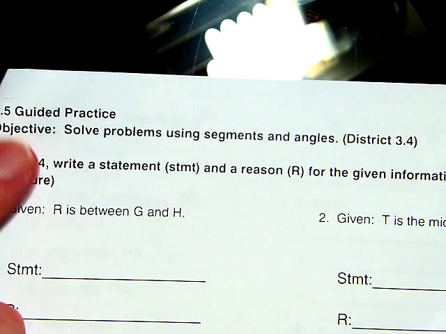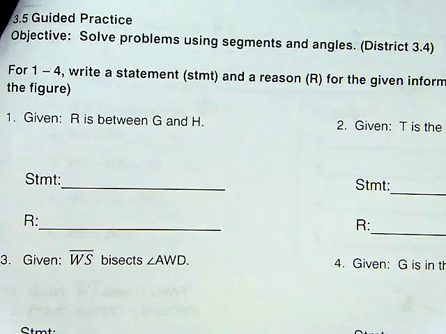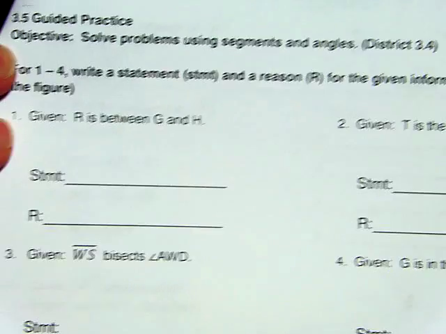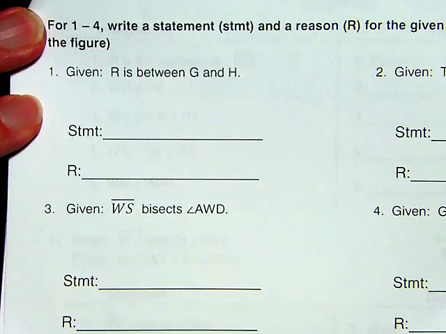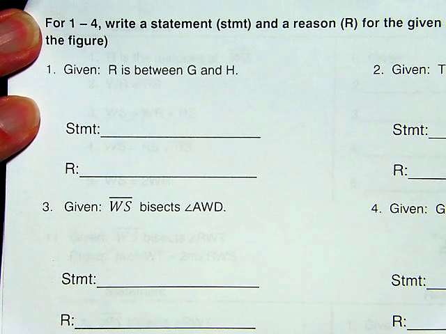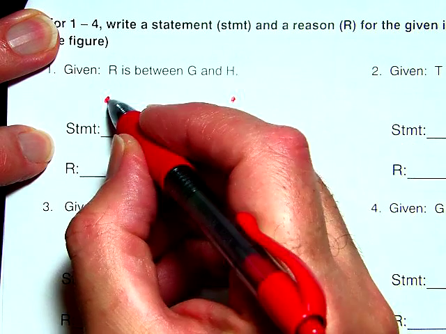3.5 Guided Practice. The objective is to solve problems using segments and angles. Some of the beginning of this I think will be a review for you. So let's just start. Given R is between G and H, we need to come up with a statement and we need to come up with a reason. So I'm going to go ahead and follow the hint and sketch a figure whenever possible.